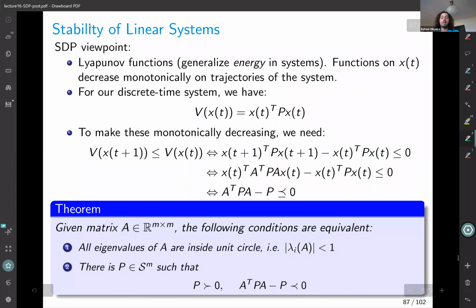Therefore, it's very easy to show. This is a very easy theorem. You can solve it as a practice problem if you want. If I give you an M by M matrix A, then the following conditions are equivalent.